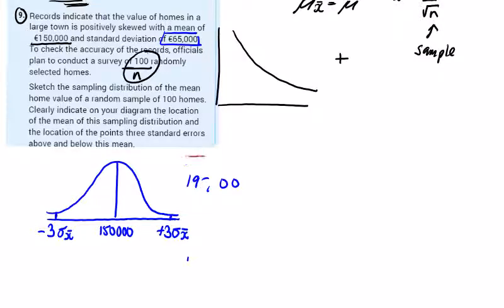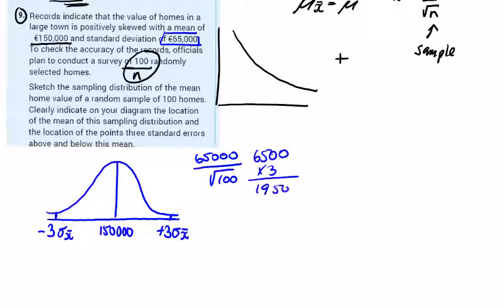Cardinal error is to forget about your n. So I've got my 65,000 over my square root of 100, not 1,000, square root of 100. So that is 6,500 by 3, 19,500. So we're up to 169,500. And taking away 19,500, you're going to get 130,500 down here. So that's our question 9.